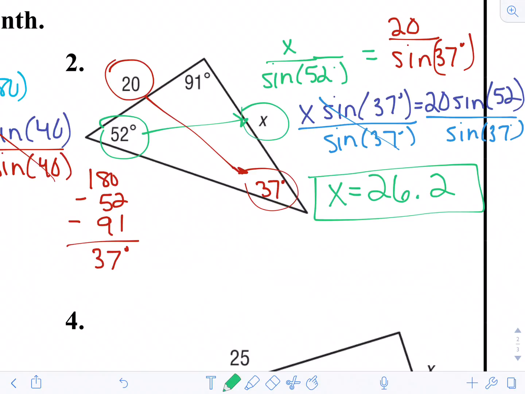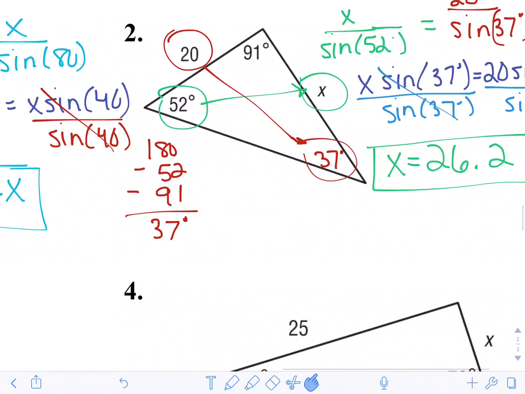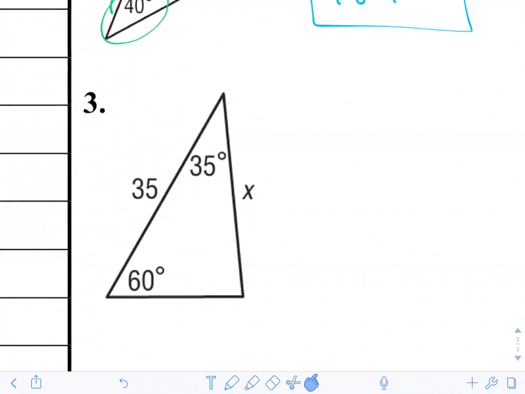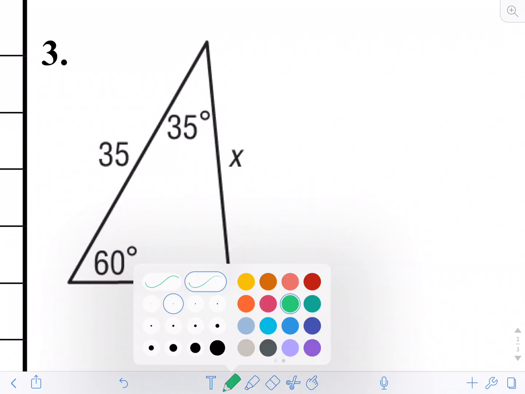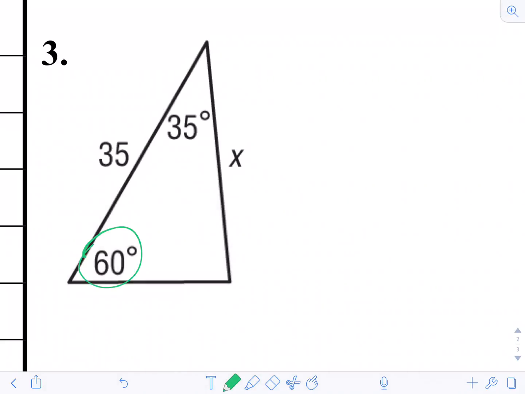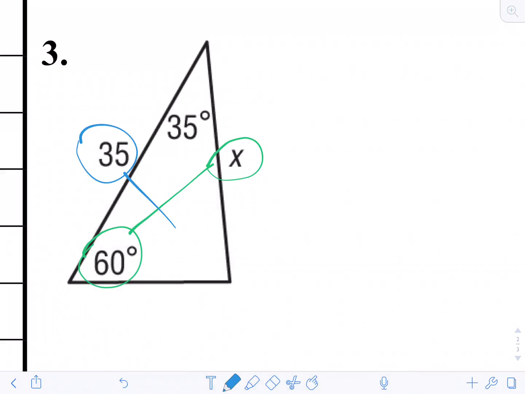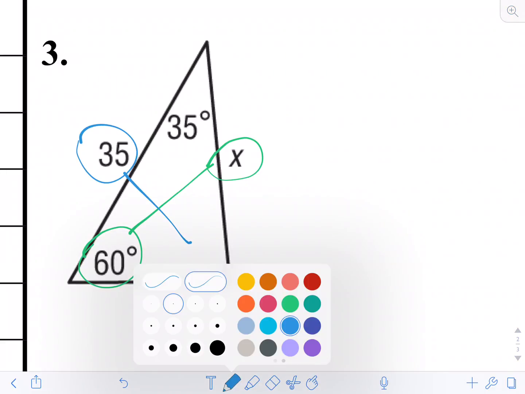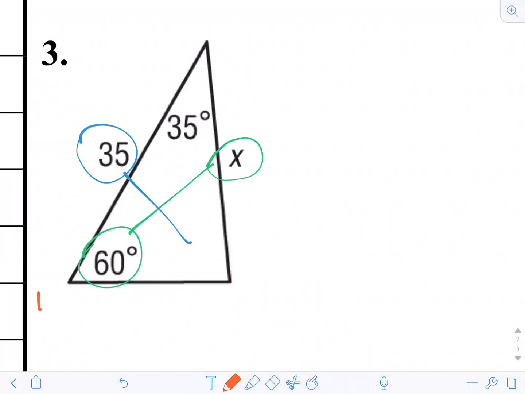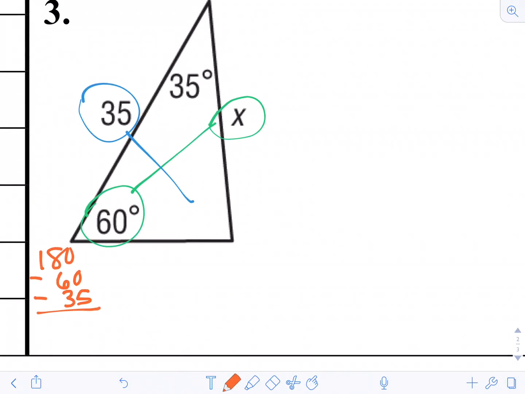Okay, next one, number 3. So here for number 3, again, I'm going to identify what I know. So across from my 60, I have x, and then I see here that I have 35, and across from that, I need that angle. Okay, do not assume that it's just a 90-degree angle. We're going to subtract 180 minus 60 minus 35, and whenever you do that, you will get 85 degrees. So this is 85. So I know that's going to match up with my 35.